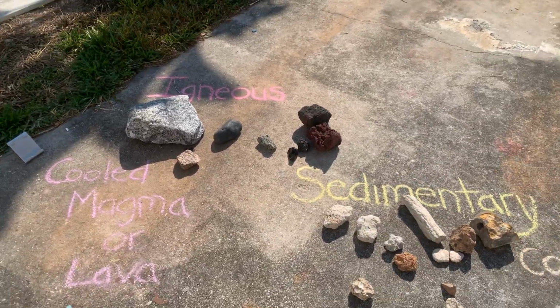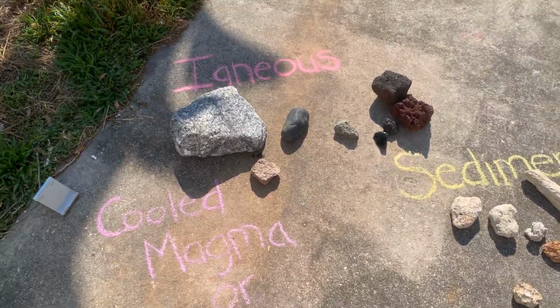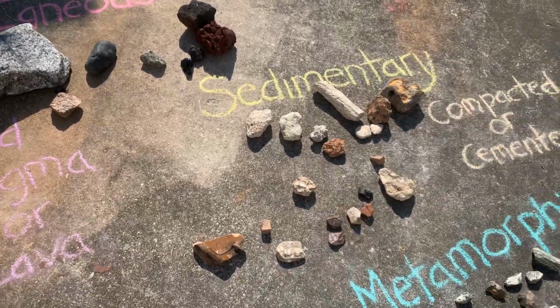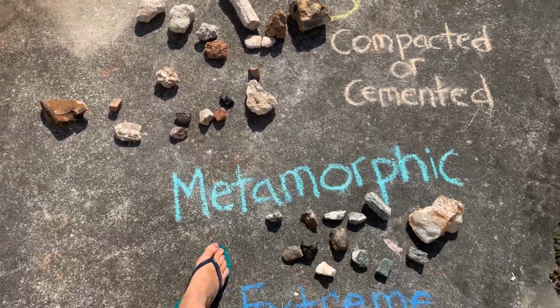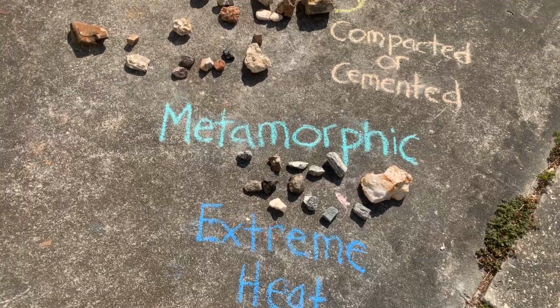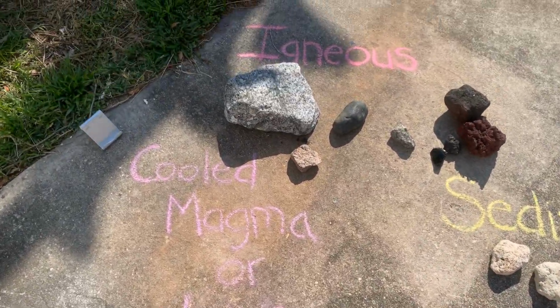So today we are going to be learning about the three main types of rocks, and my goal for you is I want you to know how these three types of rocks are formed and identify a few common examples of them. So we're going to go ahead and get started. The three main types of rocks are igneous, sedimentary, and metamorphic. So we're going to begin with our igneous rocks.